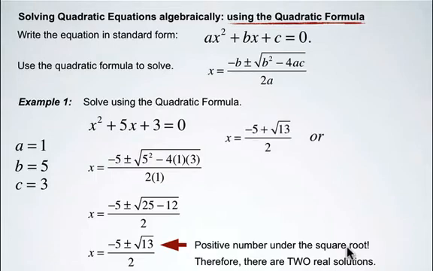So, it's negative 5 plus the square root of 13 divided by 2, or it's negative 5 minus the square root of 13 divided by 2. So therefore, it is x approximately, rounded, negative 0.7, or x is negative 4.3.